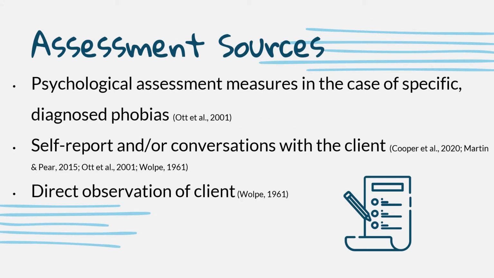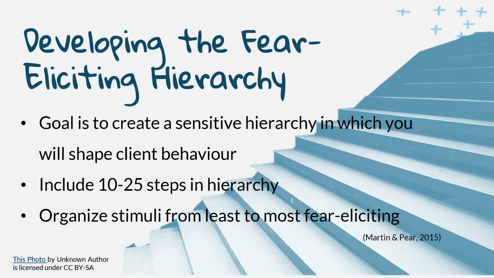There are a variety of sources which inform the use of this intervention. Psychological assessment measures in the case of specific diagnosed phobias may be used. Self-report or conversations with the client, as well as direct observation, are all appropriate methods. When developing the fear eliciting hierarchy, you want to consider the following. The goal is to create an individualized, sensitive hierarchy to shape behavior. It's recommended that you include 10 to 25 steps and organize the stimuli from least to most fear eliciting.